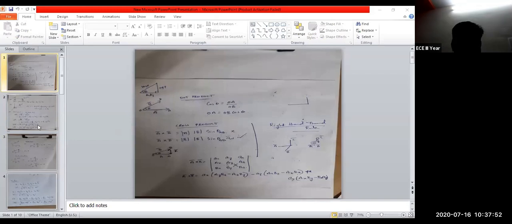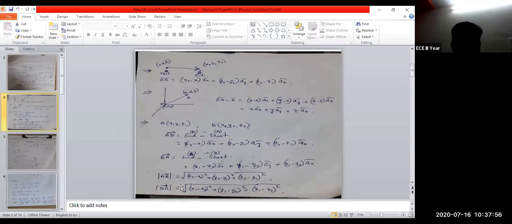For example, if you see this AB bar, what is the magnitude of AB bar? It is the square root of the squares of the X value, Y value, and Z value. So AB bar and BA bar, that is the answer.